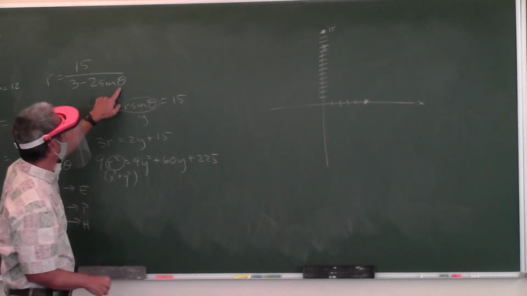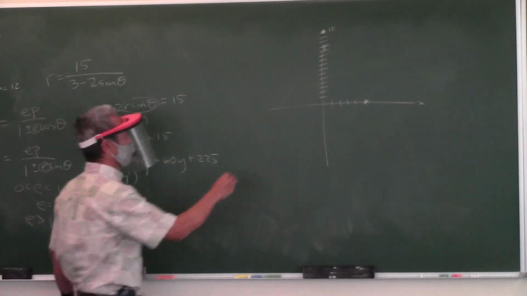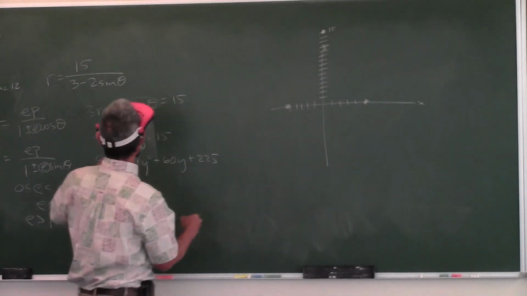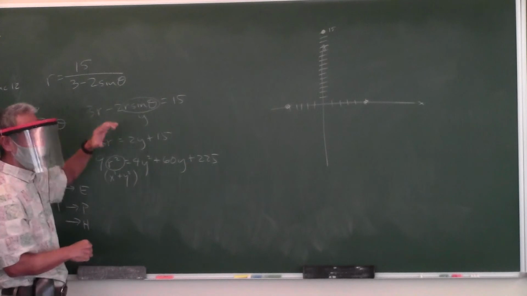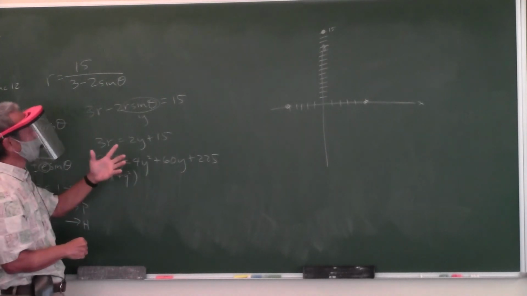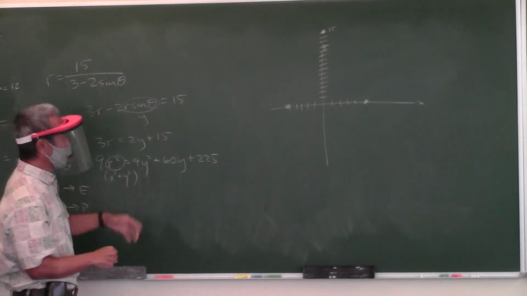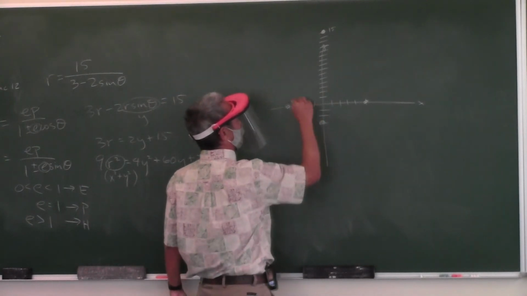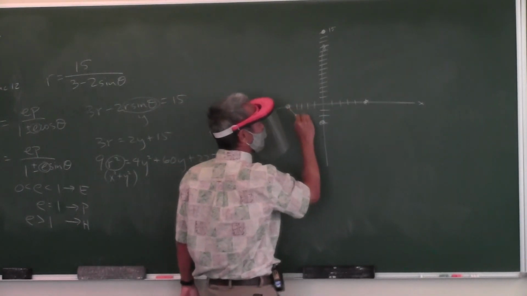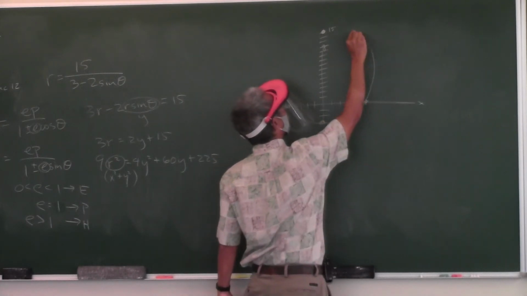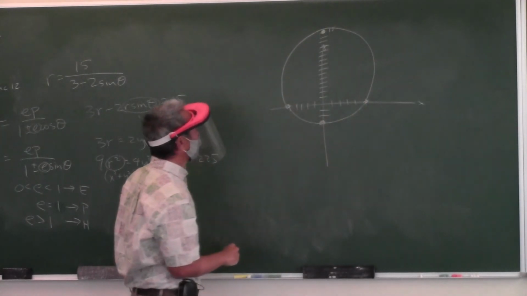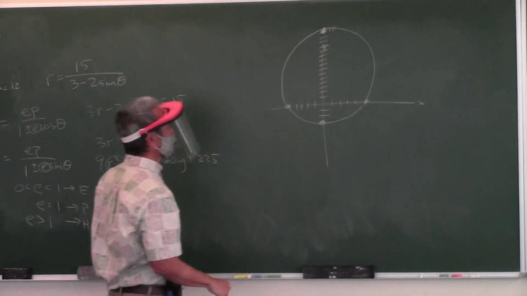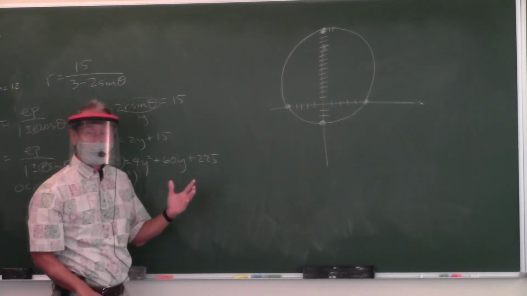Plug in pi now. Sine of pi is 0. So you're going to get 5. 1, 2, 3, 4, 5. And then plug in 3 pi over 2. Sine of 3 pi over 2 is negative 1. So you get 3. 1, 2, 3. Remember, we're graphing polar now. Now look at the placement of the 3 points. I kind of missed it, so just make the dot bigger. There's your ellipse.